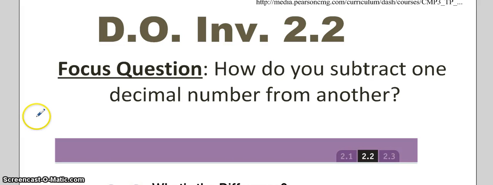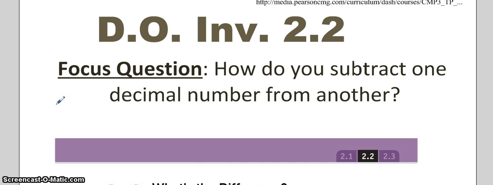All right, today we are going to talk about subtraction of decimal numbers. It's very simple and easy to do. It's just like normal subtraction. The key is to line up our decimal points when we are subtracting, which is similar to adding. It keeps everything in line.